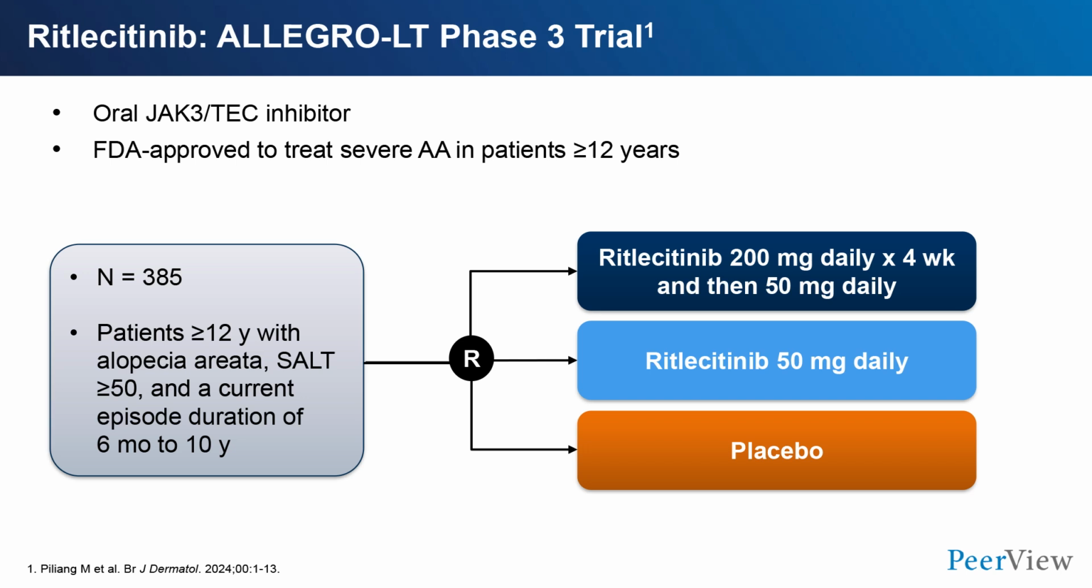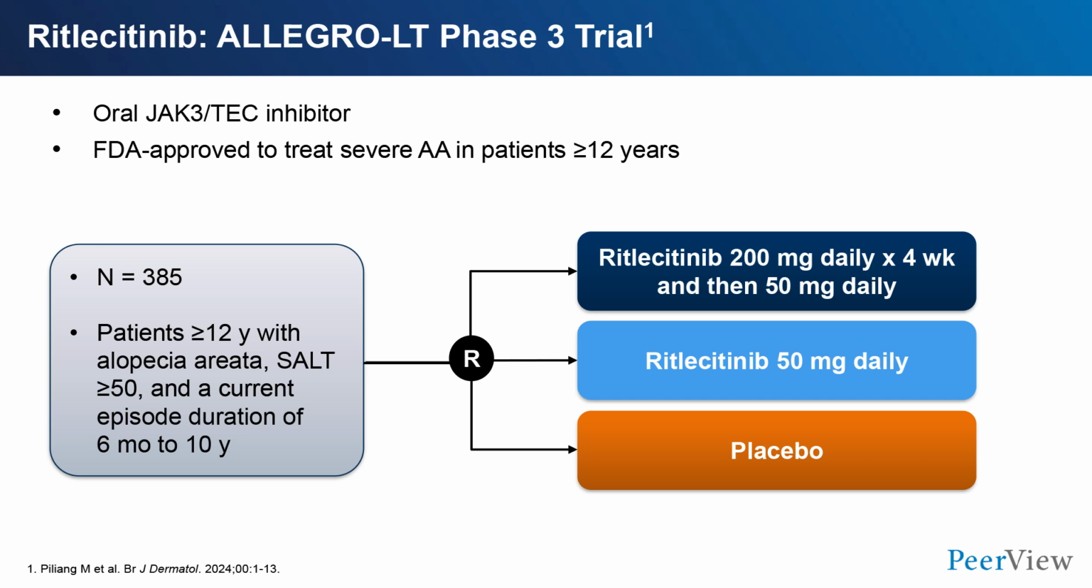Ritlecitinib was the second FDA-approved drug for alopecia areata, and they looked at this drug in the ALLEGRO trial, which was an interesting trial because it wasn't the typical two phase 3 studies. It was actually a phase 2b, 3a trial. It's an oral JAK3 TEC inhibitor, and it was FDA approved to treat severe alopecia areata in patients aged 12 years and up. So different from baricitinib, you can actually treat adolescents with this medication.